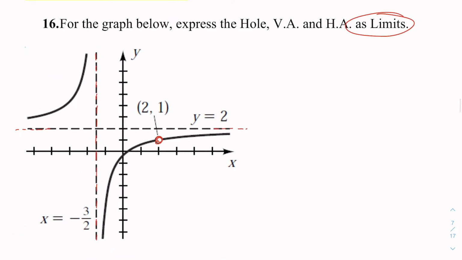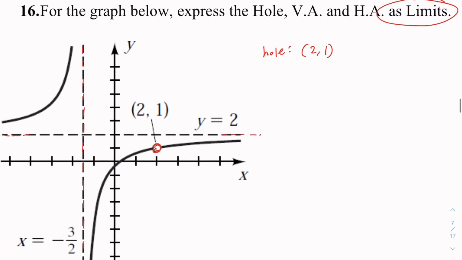So let's begin with our hole. Clearly we have a hole at x equals 2 and specifically at the point (2, 1). So one thing to keep in mind about limits is the limit exists so long as the left-hand limit and the right-hand limit are approaching the same value. And in this case, they're both approaching the value of 1. It's just we don't have a graph. Like the graph doesn't actually exist at 1, but the limit still exists.